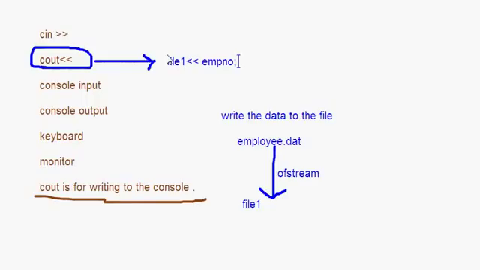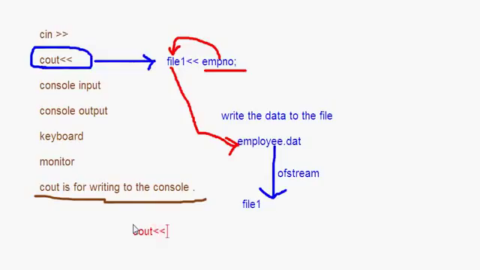What this means is that whatever you are writing here, this emp number which I have put here, is taken to this particular location. This is file1. And what is file1? File1 is nothing but this employee.dat, right? So you have to understand it like this.